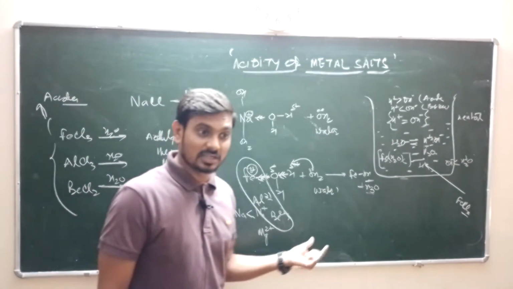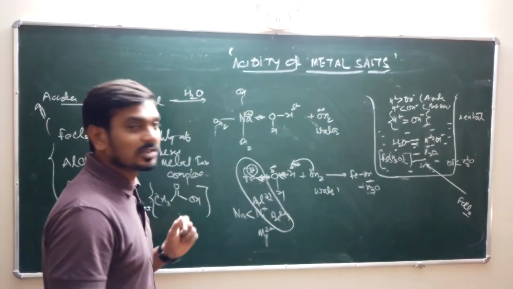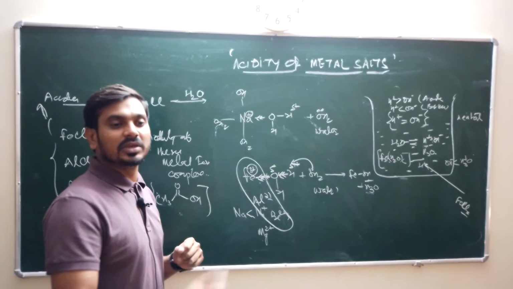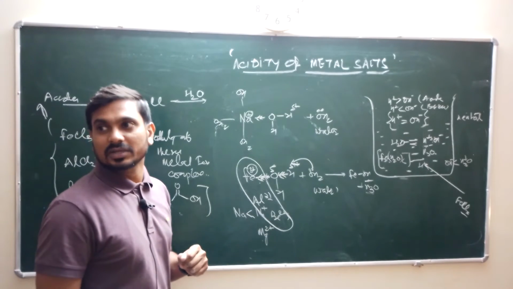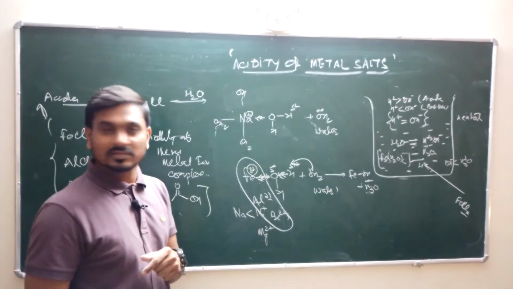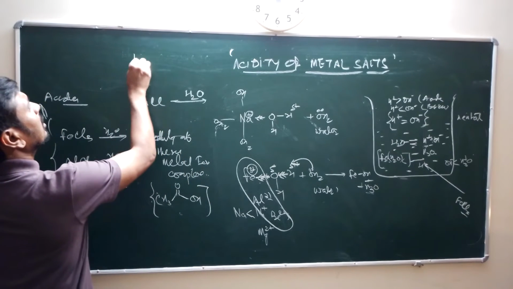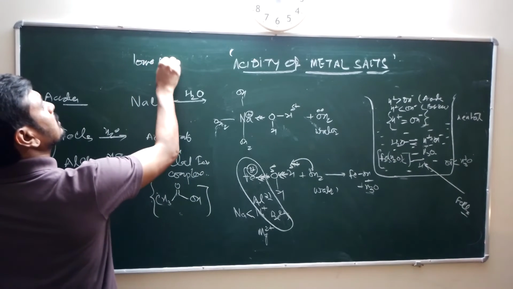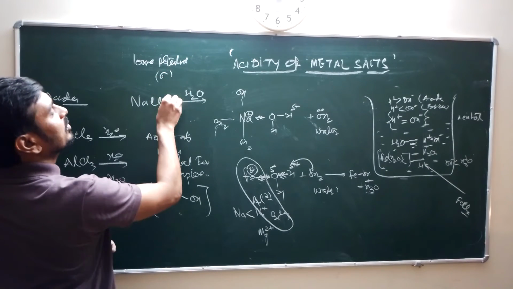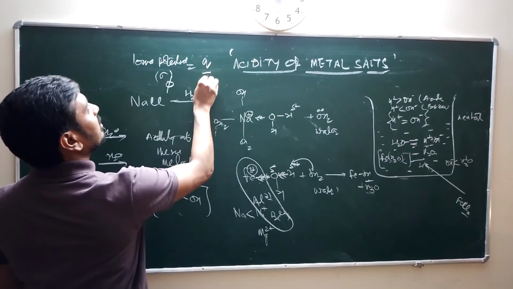Because the explanation I have given you is a half explanation, it is not a complete explanation. What is important? It is not simply the charge of the metal atom which makes it more acidic or more basic. It is in fact a term called ionic potential. There is something called ionic potential. Ionic potential is represented by sigma or phi. This is nothing but Q by A.